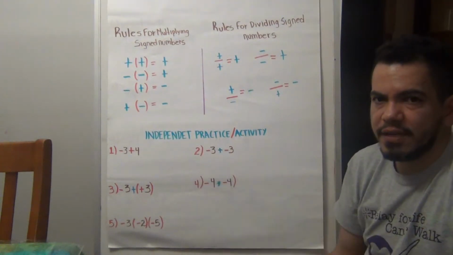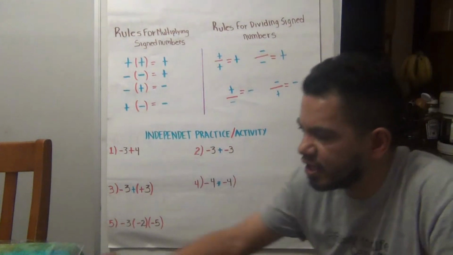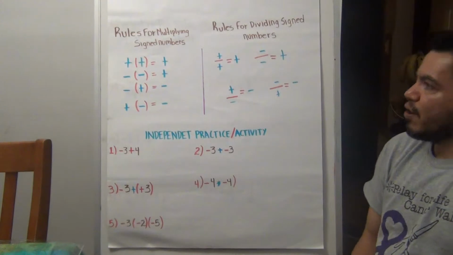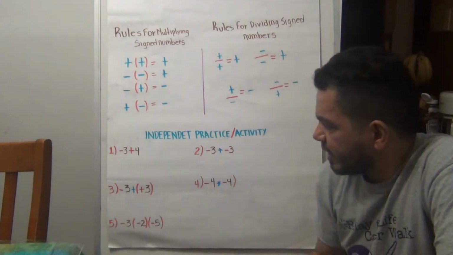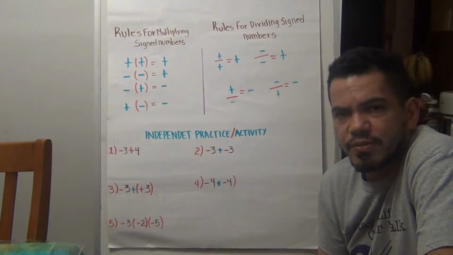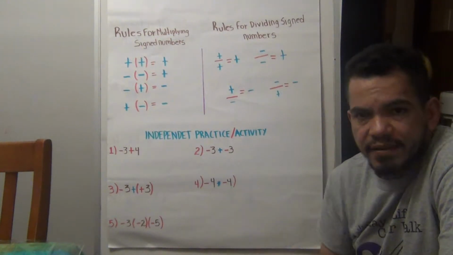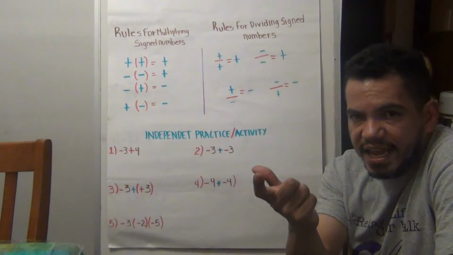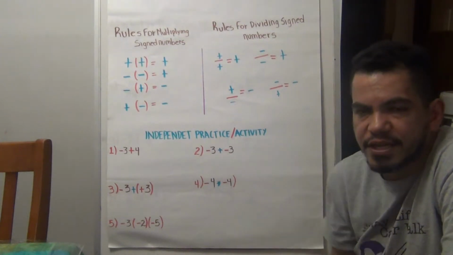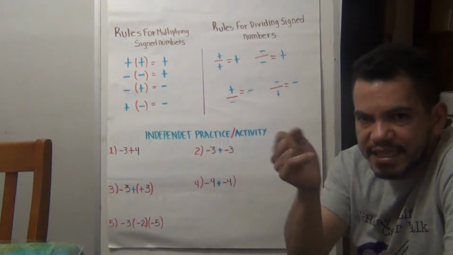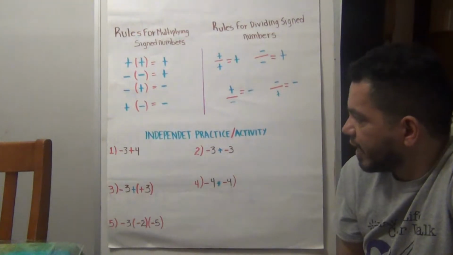Independent practice activity on lesson number 3. Remember, learning intention number 3. Now, if we talk about vocabulary in here, what will be some of the terms that you might want to write down as your vocabulary? Negative, positive, signed numbers, multiplication, division, addition, subtraction, okay?